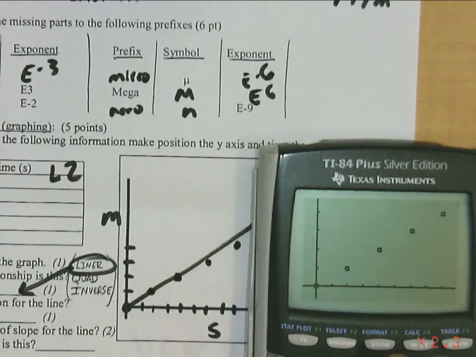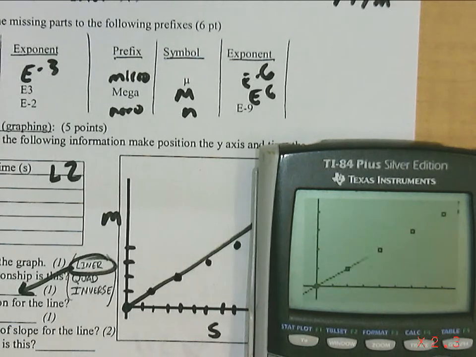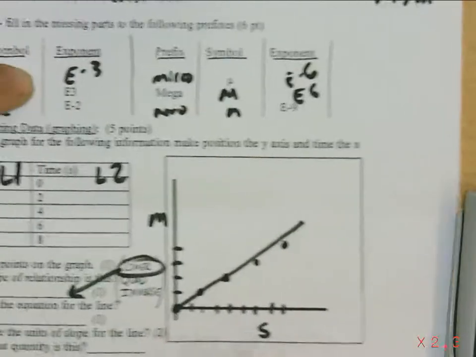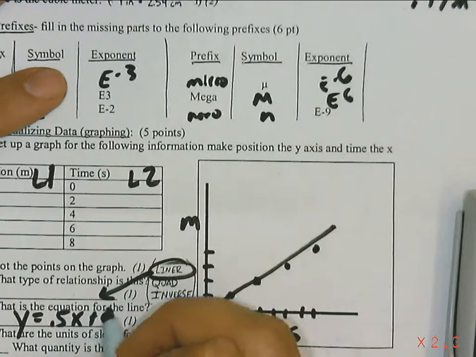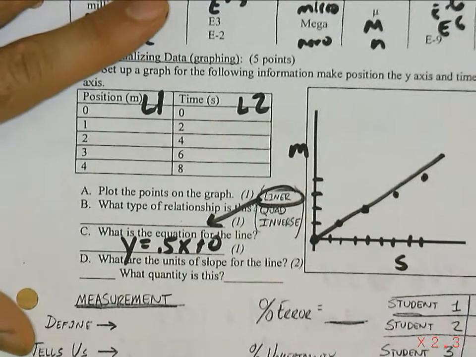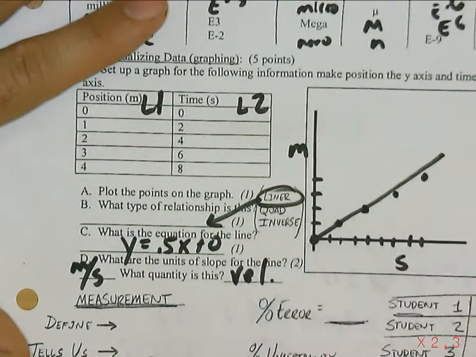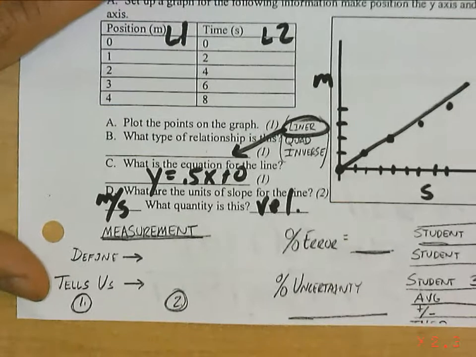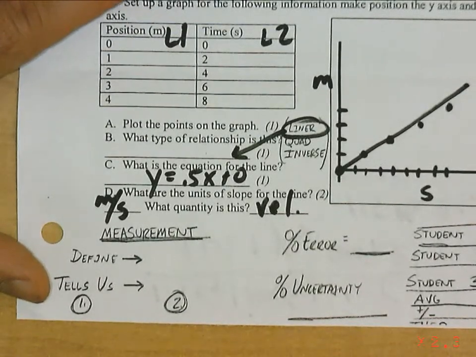At this point, we want to quit again, and we want to do a linear relationship, linreg, and we get that perfect line up through there. Hit y equals, and we get our equation. So y equals 0.5x plus 0. So rise over run is our slope, and so that would give us meters over second, which is velocity or speed. Now we get down here and we get to the measurement section of the review.